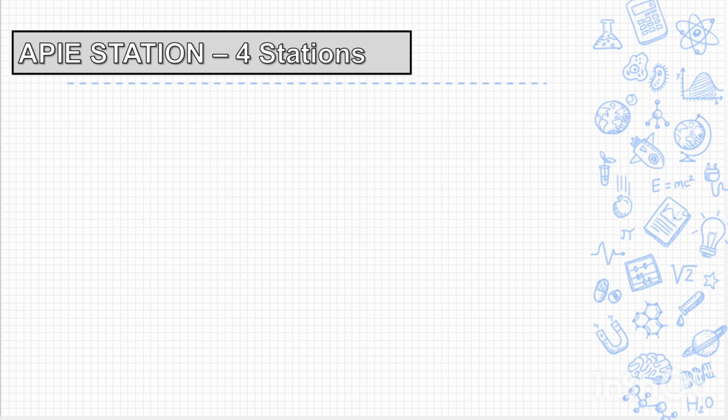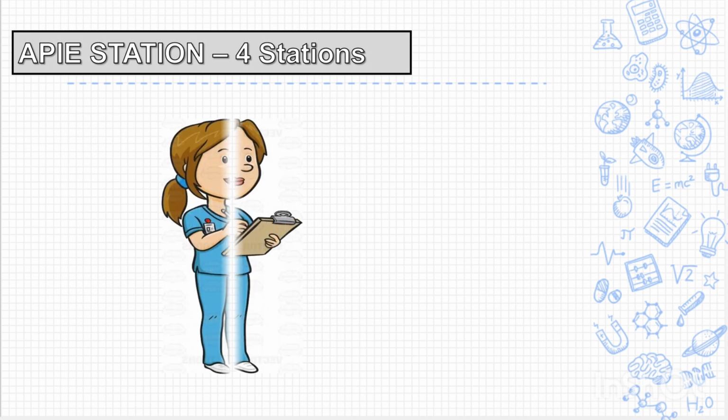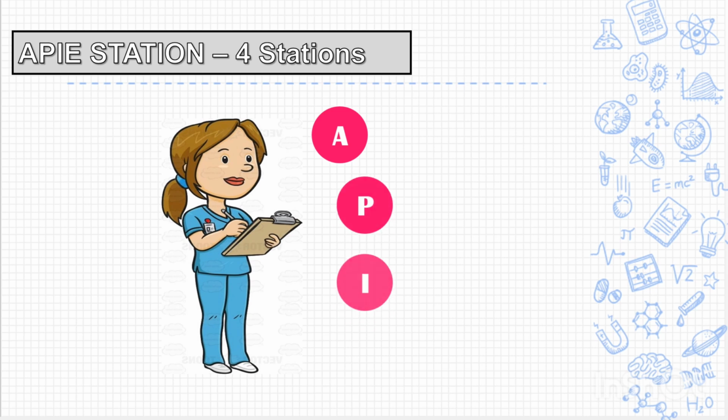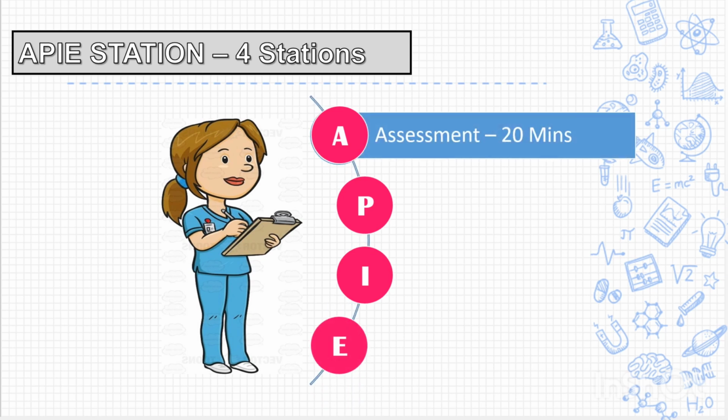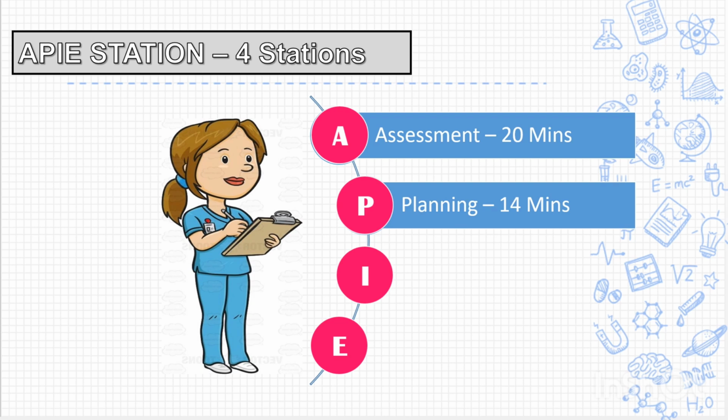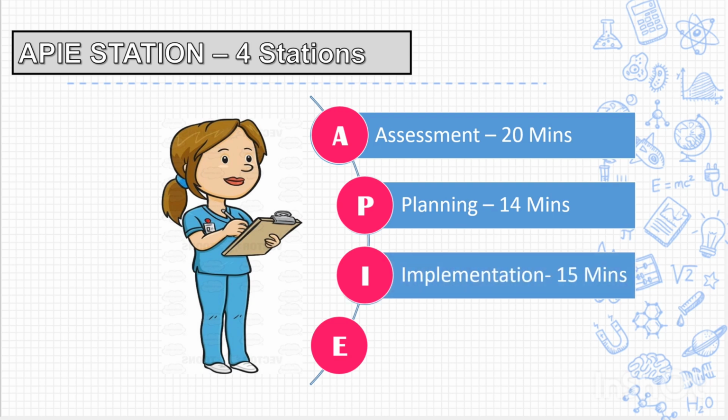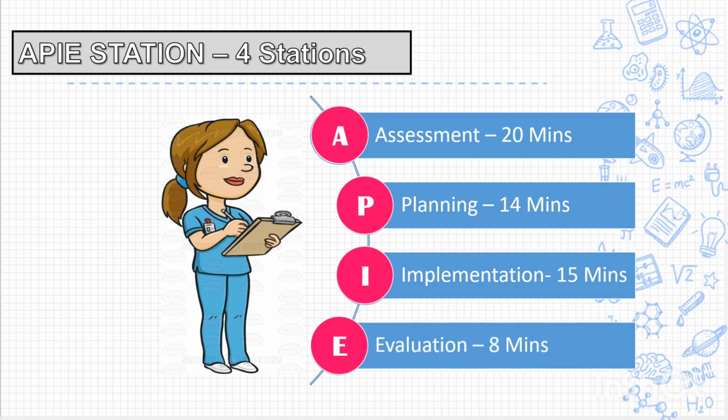So what is an APIE station? It contains 4 stations. In that, the stations are A, assessment, P, planning, I, implementation and E, evaluation. The assessment takes about 20 minutes, P, planning, takes about 14 minutes, I, implementation, takes about 15 minutes, and E, evaluation, takes about 8 minutes. So these are the APIE 4 stations.